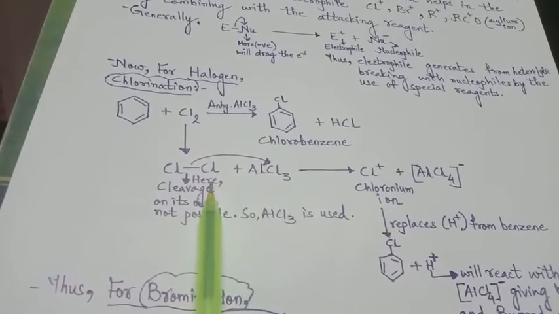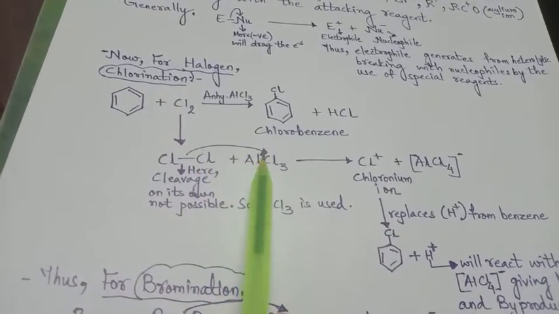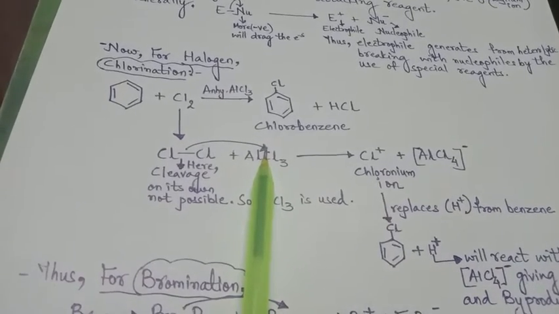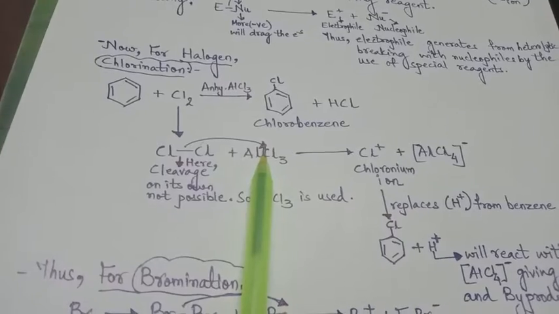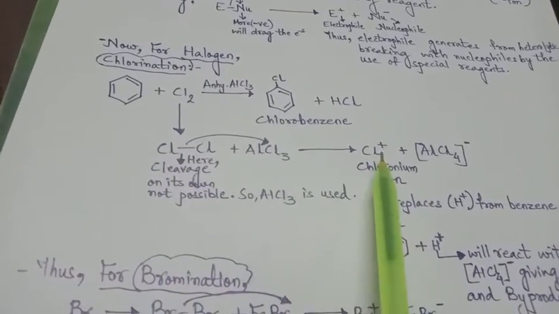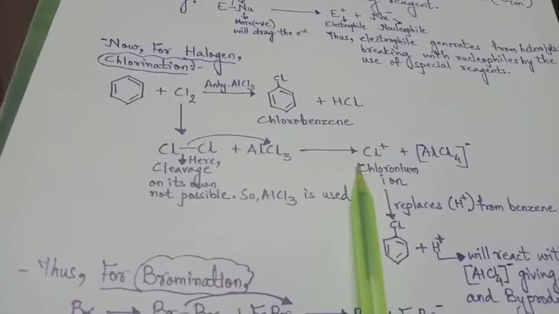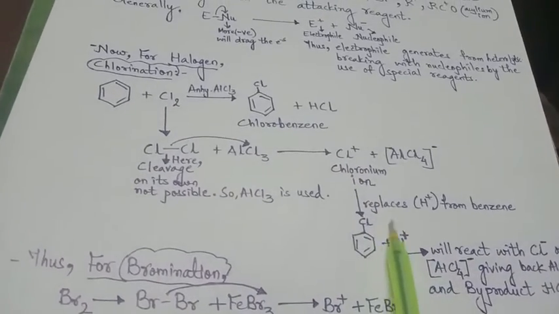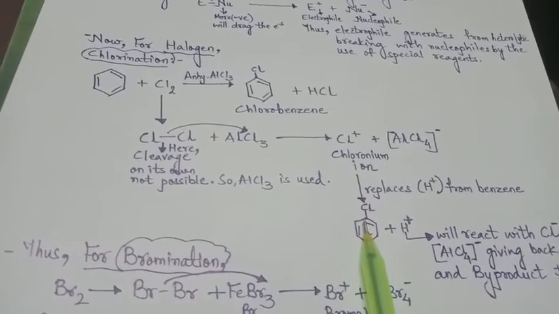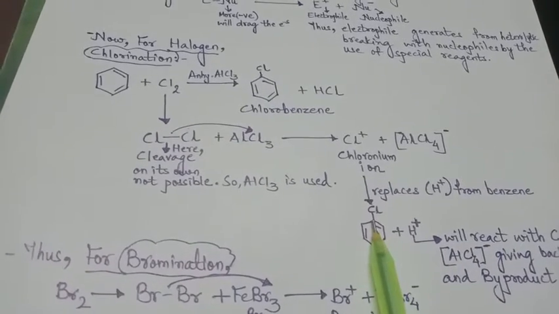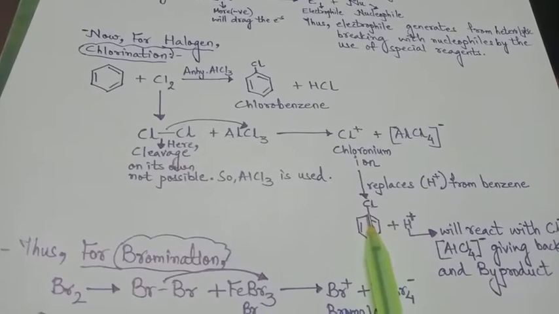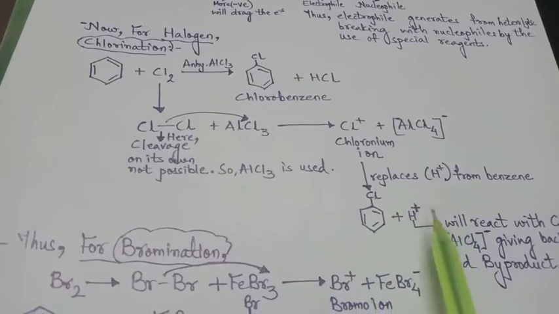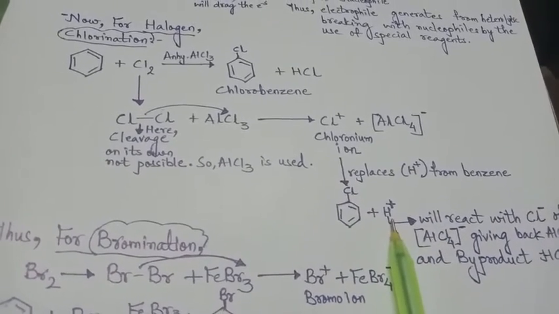So, this Cl with the electrons will combine with AlCl3, giving rise to AlCl4 minus and Cl plus. So, this is your chloronium ion. This chloronium ion positive will try to replace H plus from the benzene and will replace this hydrogen and will take the position over there. So, H plus proton is separated over here.